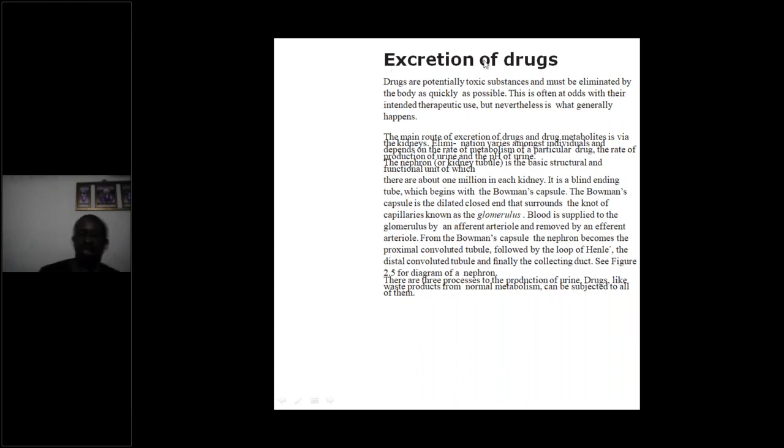So let's look at excretion. We've looked at administration, distribution, and metabolism. We are now looking at excretion of drugs. Again, drugs are potentially toxic substances, as we have stated time and time again, and they must be eliminated by the body as quickly as possible. Even the best of your drugs is a toxin. So this is often at odds with the intended therapeutic use.